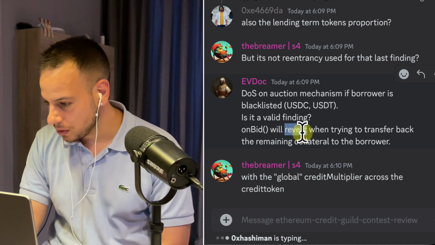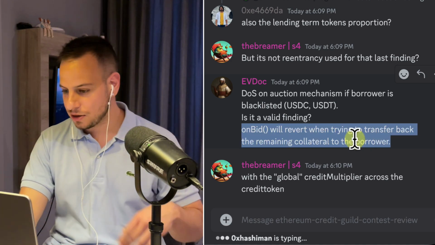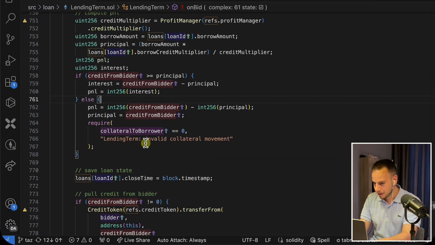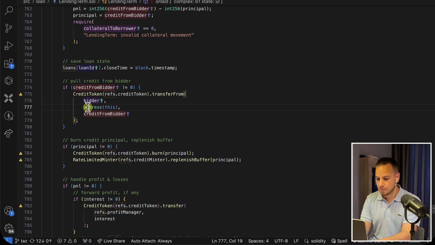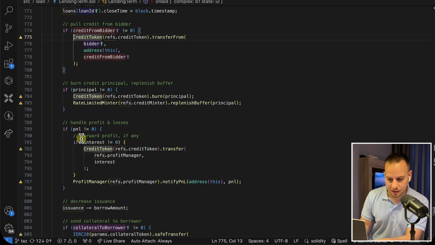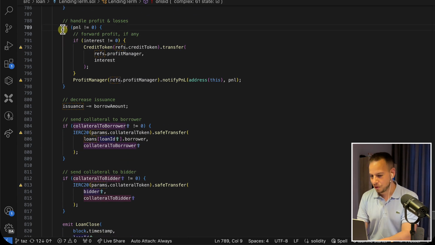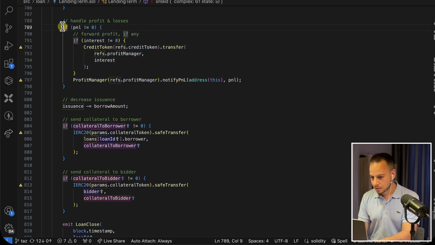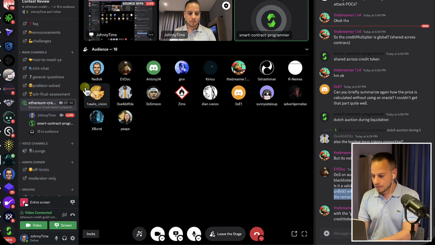On bid will revert when trying to... Oh, yeah, this is actually interesting. Because part of the collateral is being paid back to the borrower. And if the borrower is blacklisted, I think it's a valid finding, actually. Taz, what do you think? Did you follow the flow? Yeah. I think it's a good idea. I think it's up to the judge to decide, though. Yeah, I think it's a really good idea, though.